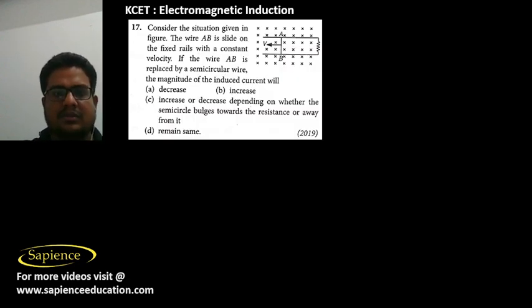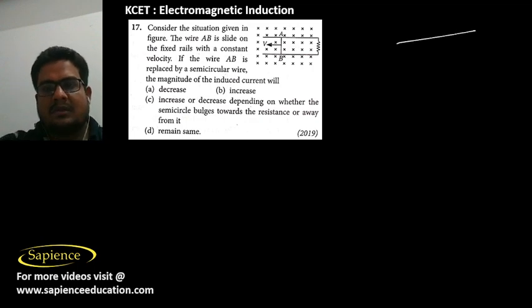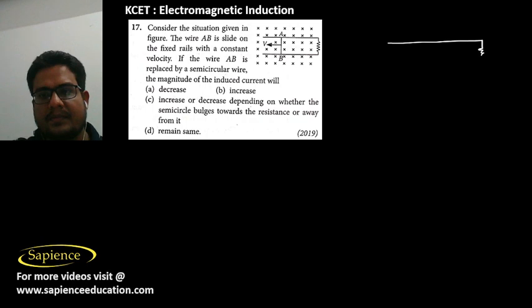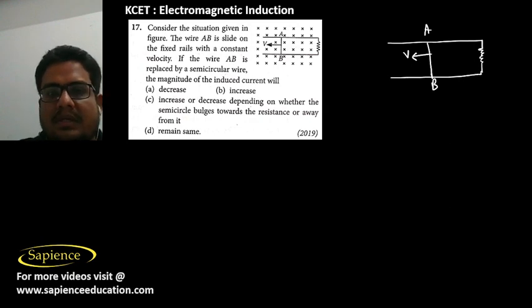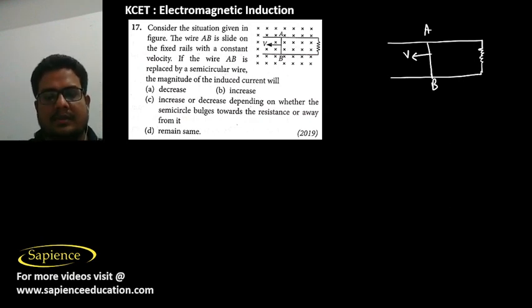Question number 17 is told: consider the situation given in the figure, where AB is a resistance moving with a velocity V. AB is sliding on the fixed rails with a constant velocity. If AB is replaced by a semicircular wire, the magnitude of the induced current will remain the same.